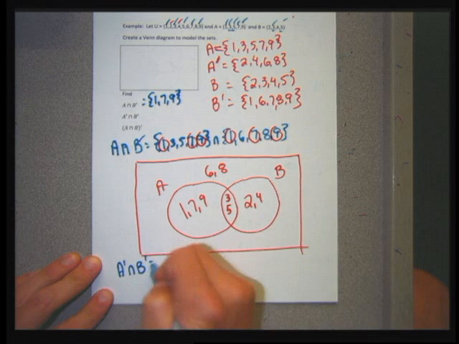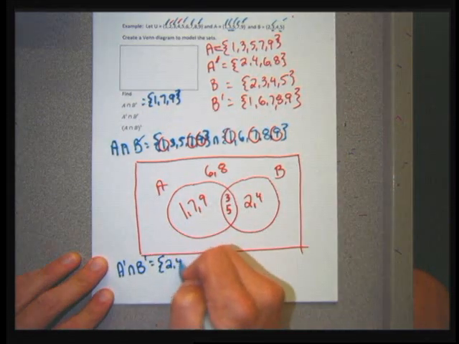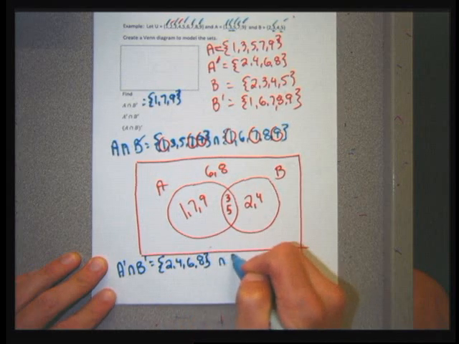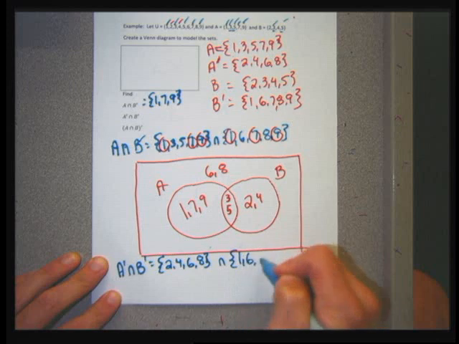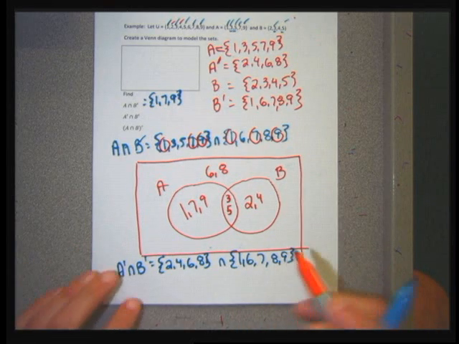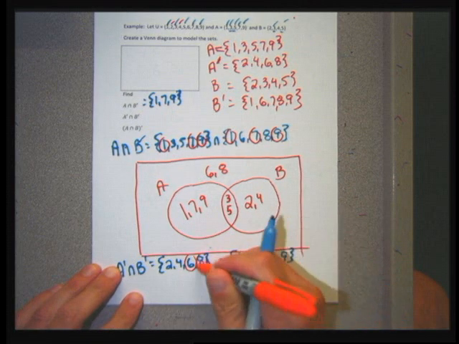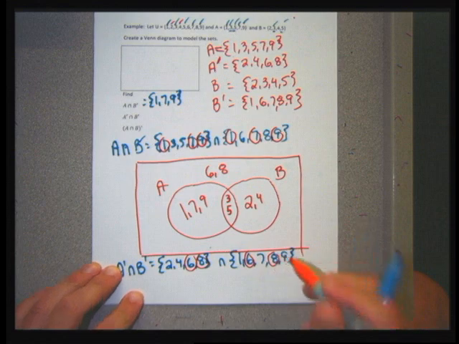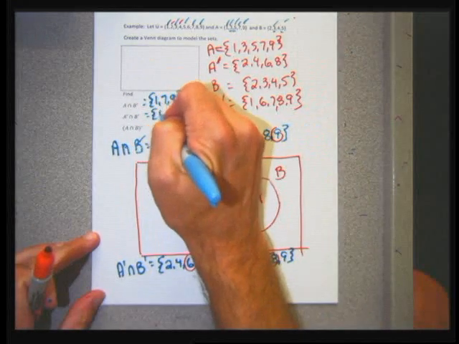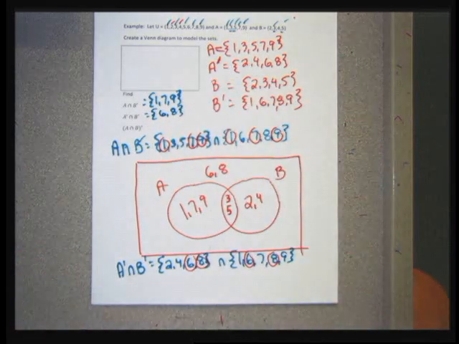The next one on my list is A prime intersection B prime. A prime is 2, 4, 6, and 8. B prime is 1, 6, 7, 8, and 9. Intersecting is what they have in common. I see a 6 and an 8 in both. So A prime intersection B prime is going to be 6 and 8. The answer to the second question, or the second thing in the list there, is 6 and 8.